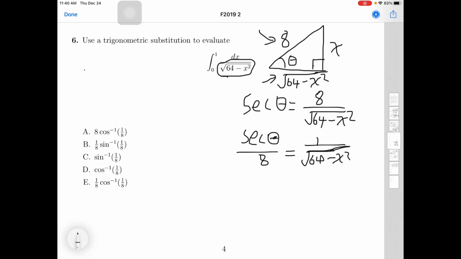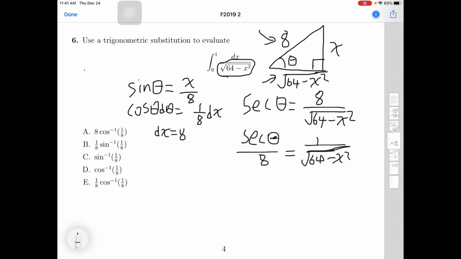And we also have the sine of theta will be equal to opposite over hypotenuse, which is x over 8. And we take the derivative of both sides. We have cosine theta d theta equals 1/8 dx. So dx just equals 8 cosine theta d theta. Then we can plug all that into the integral.